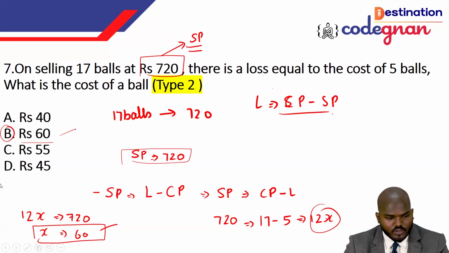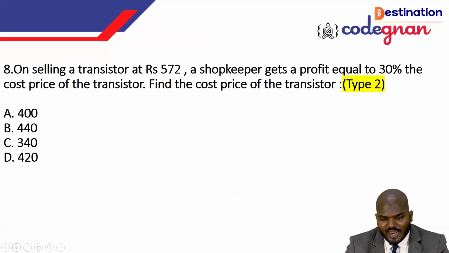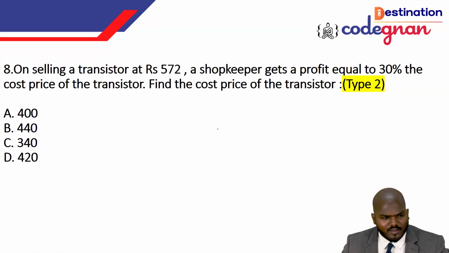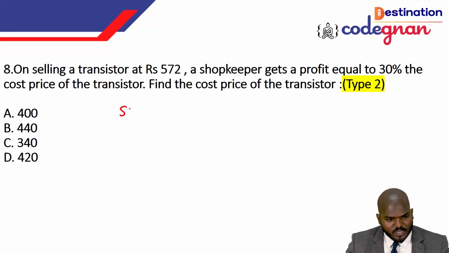Okay, so moving to the next type of question, the next category. On selling a transistor, a shopkeeper gets a profit equal to 30 percent of the cost price of the transistor. Then guys, here they are asking, so here we have the selling price is equal to what?